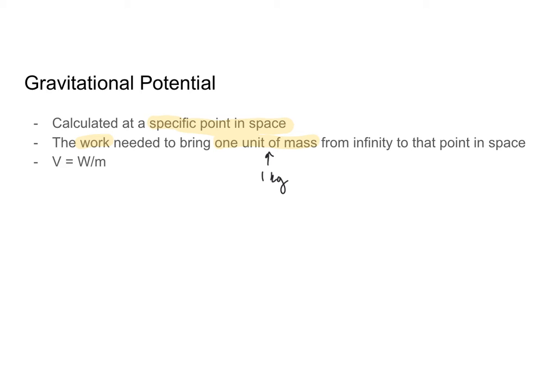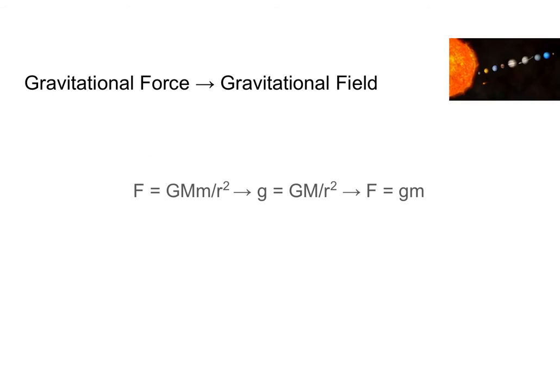So essentially what we're doing is we're bringing something from a place with 0 potential energy to the point in space that we are interested in. And so we define our gravitational potential, V sub g, as the work, W, divided by the amount of mass that we are bringing to that position in space. Again, the amount of work needed to bring 1 kilogram to some specific spot in the universe.